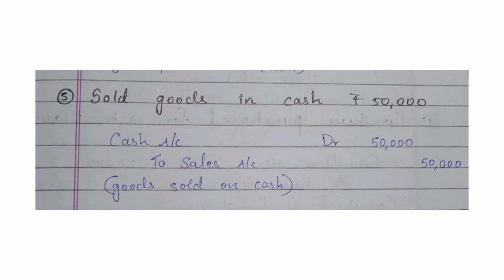The next one is sold goods in cash rupees 50,000. Here the case is selling and before it was purchasing, right? So when sales account is involved, we will always be crediting it. Fine. So the journal entry will be cash account debtor to sales account. Amount is written at debit and credit columns. The narration is goods sold on cash.